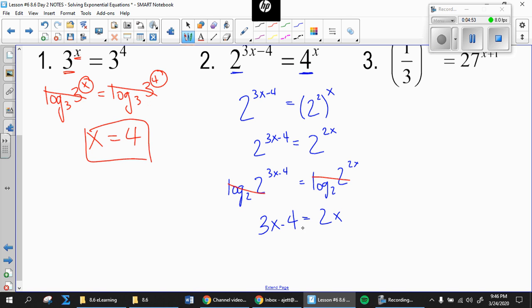And so once we get here, we can easily solve this. It's just a linear. And so I'm going to subtract 2x. I'm going to add 4. And we're going to get this solution here.